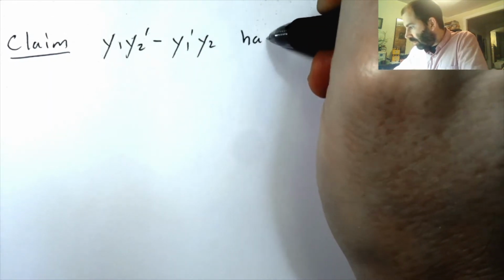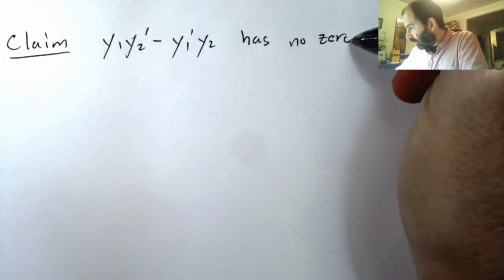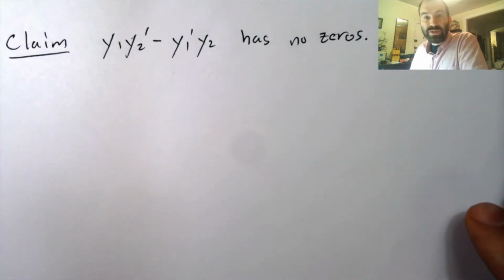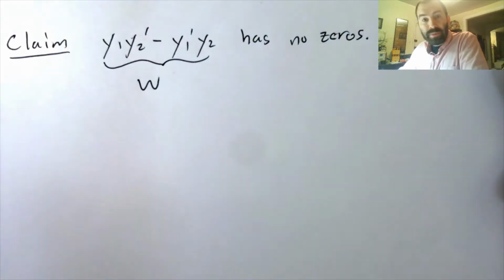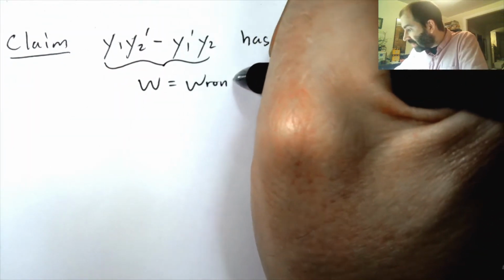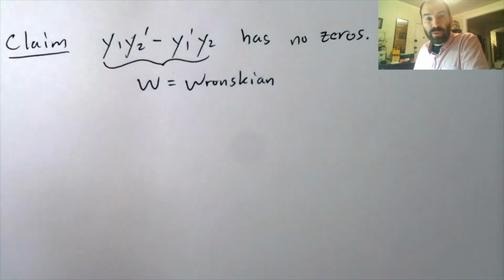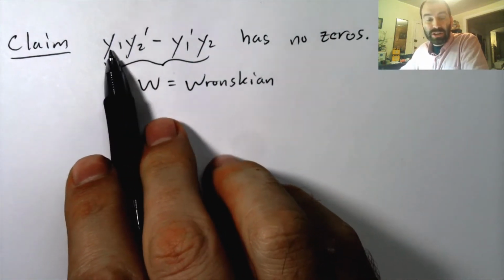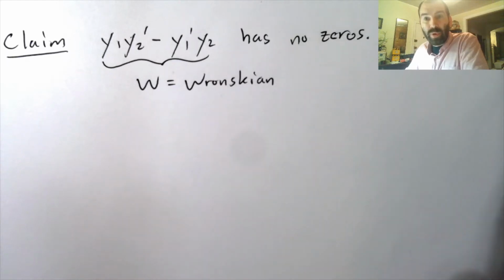All right, so here's our claim. This thing has no zeros, okay? Now, by the way, this thing, I'm going to call it W, okay? And by the way, its name W comes from what we call it. We call it the Wronskian. This is called the Wronskian. When you have two functions and you do this to them, that's called their Wronskian.